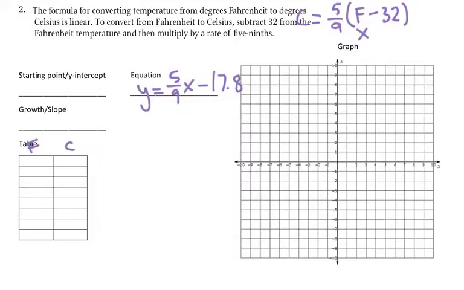So where would our starting point be? It'd be 17.8. Actually, because it's minus, it'd be negative 17.8. What would our growth be? It'd be 5 over 9. So there's two ways to think about this. You could say we would be adding 5 over 9 each time.